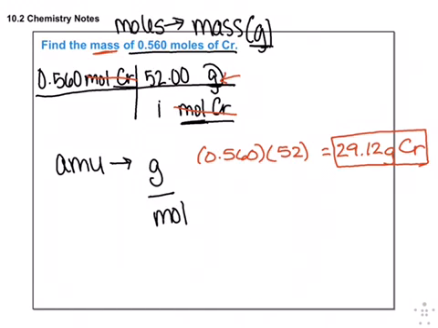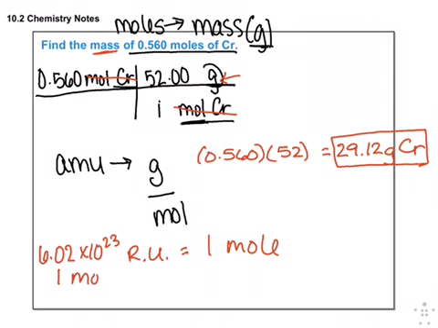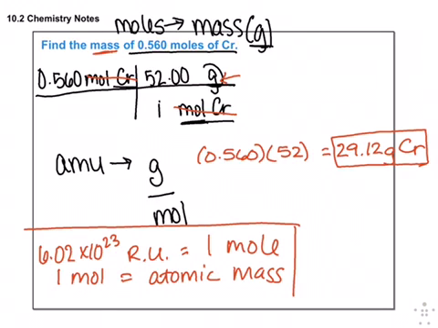So yesterday's ratio really focused on using 6.02 times 10 to the 23rd representative units. So that could be atoms, molecules, or formula units equals 1 mole. Another ratio now that we can add to this is that 1 mole equals the atomic mass of an element. So these are adding to your little toolbox to help you solve these problems.